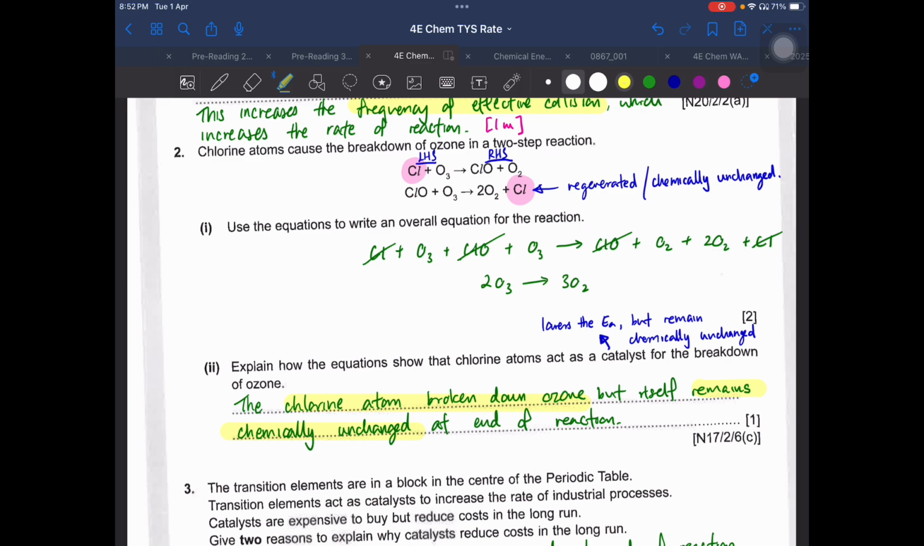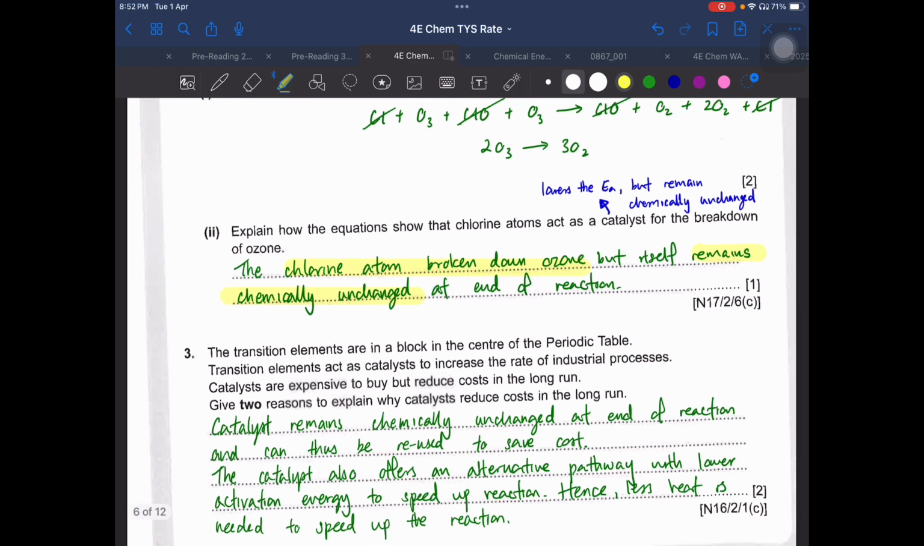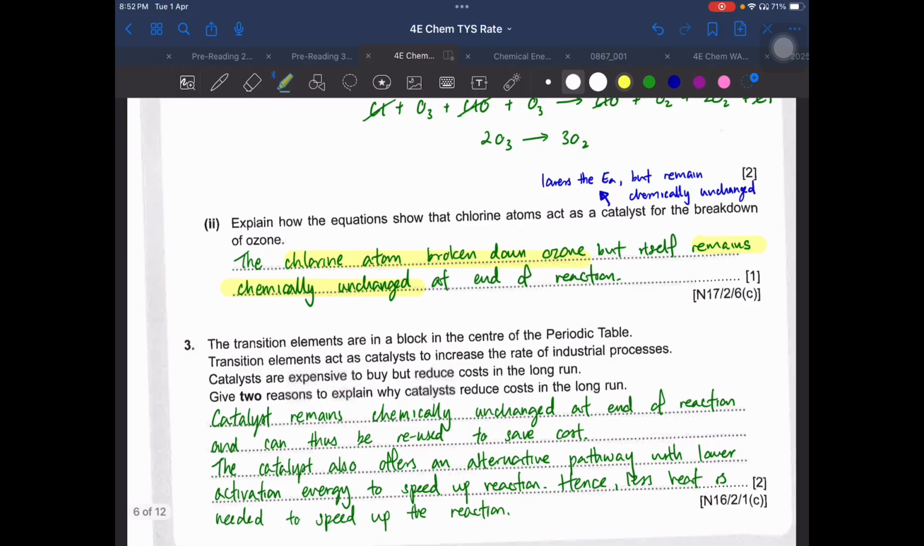And that is the concept of what a catalyst is. And of course, how are catalysts actually useful to us, right? Catalysts are useful because they actually help to reduce costs, like what is mentioned in this question itself, right? And how does it reduce cost?